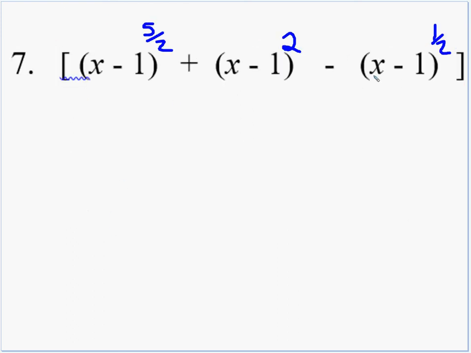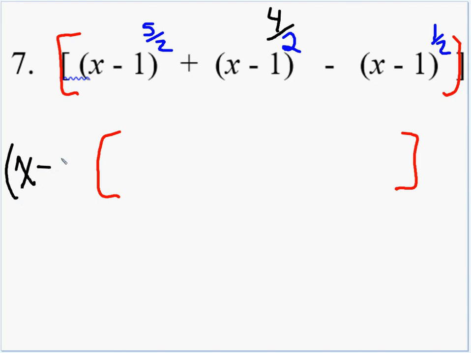Number 7, quantities for our bases. We've got some fractional exponents, but they're all positive. And let's turn this 2 into 4 halves. So now they're all half powers. Here are my brackets. Out in front of those brackets, we will pull out an x minus 1 quantity. Our smallest exponent is a half. Inside the red brackets, first term x minus 1 base, 5 halves minus 1 half is 4 halves.